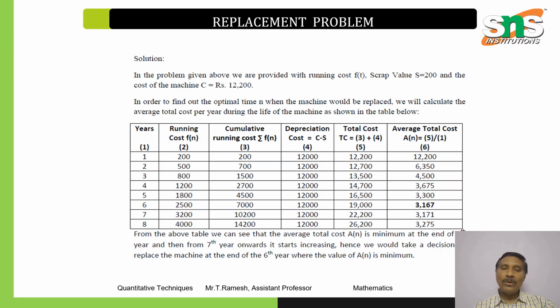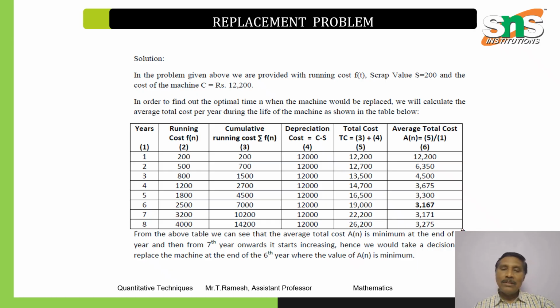So 1200 and 200 is a scrap, so subtract this. So the machine cost is 12,000. Therefore the depreciation cost is 12,000 in each year. What's the total cost? We add the depreciation and also the cumulative running value. That is 200 plus 12,000, it becomes 12,200.